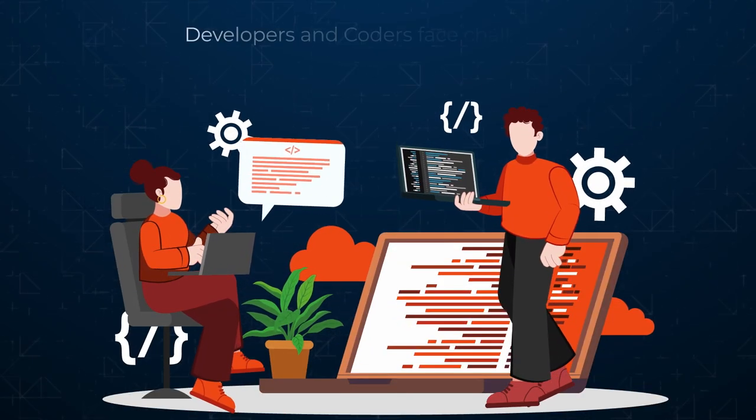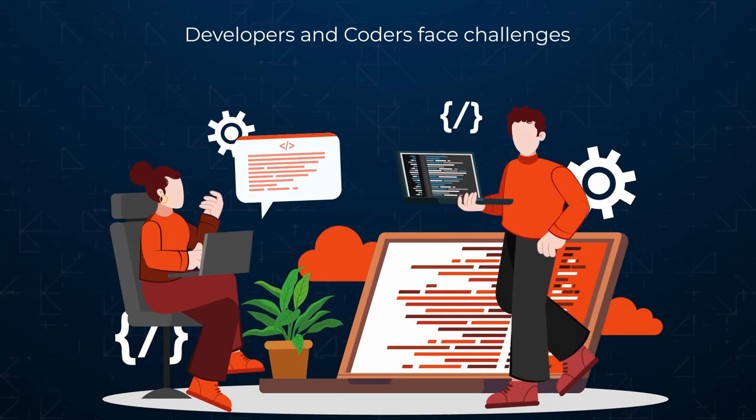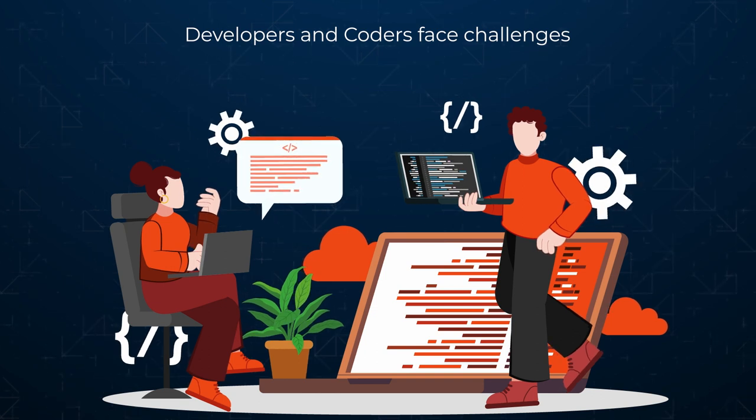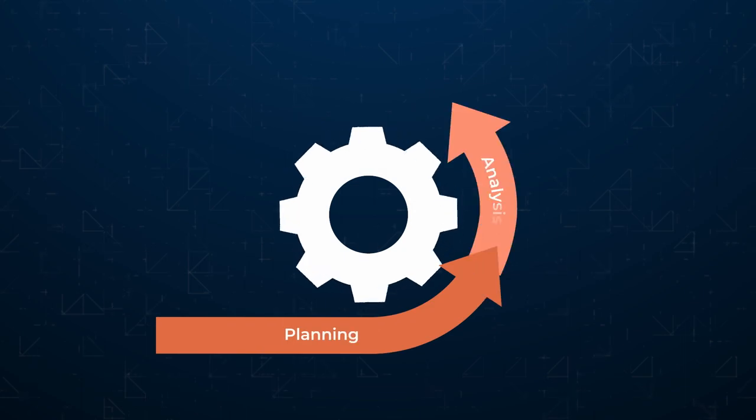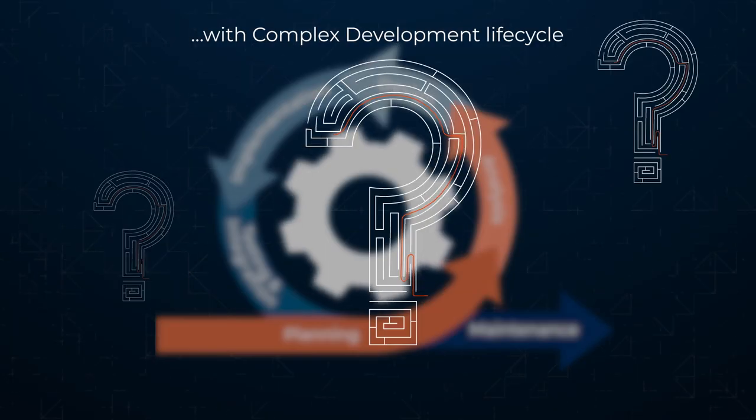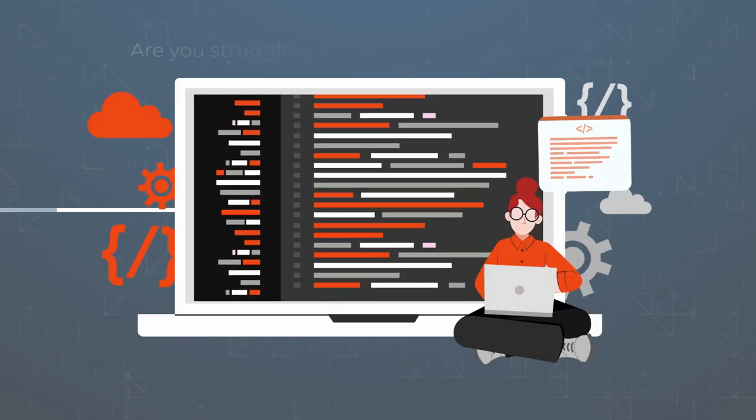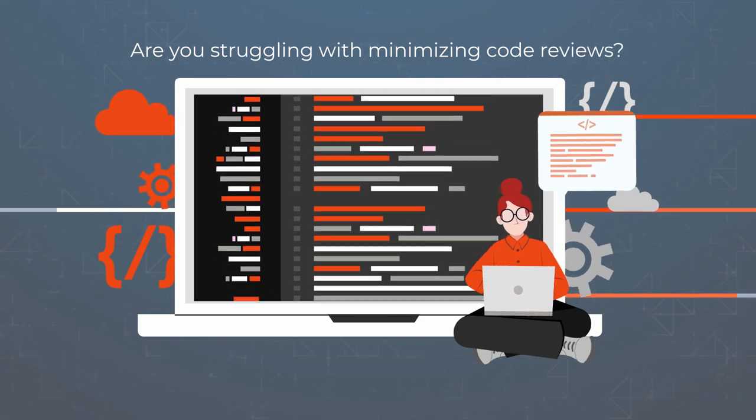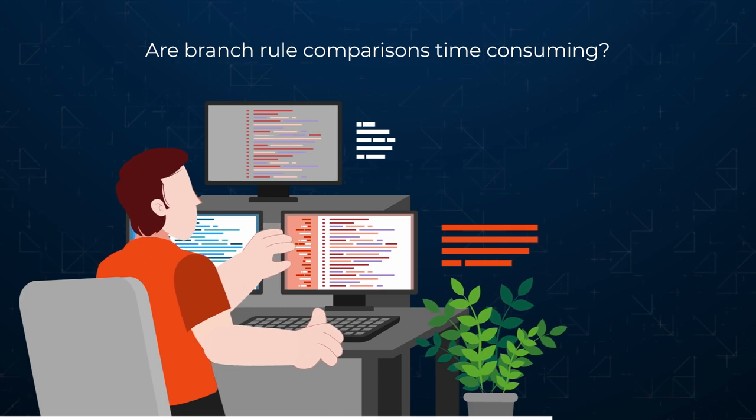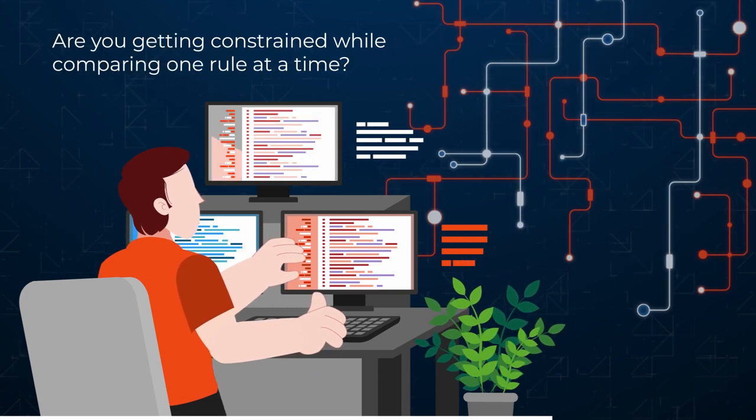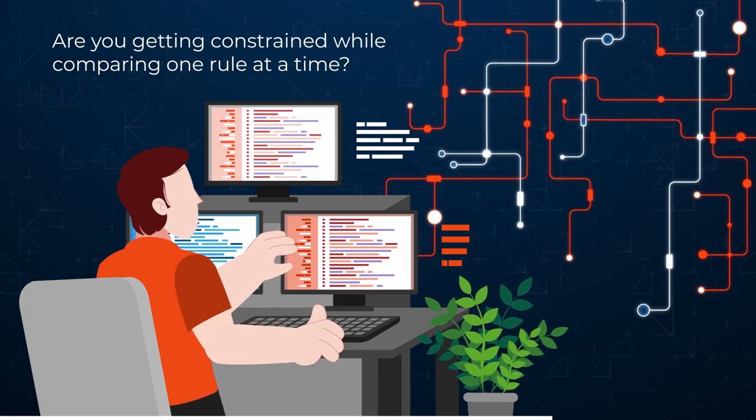It's an exciting yet challenging world for developers and coders today, especially in the case of BPM automation. Development life cycles can be complex and daunting. Are you struggling to minimize the total effort spent on reviewing codes? Are you spending too much time and effort comparing branch rules and getting constrained addressing one rule at a time?